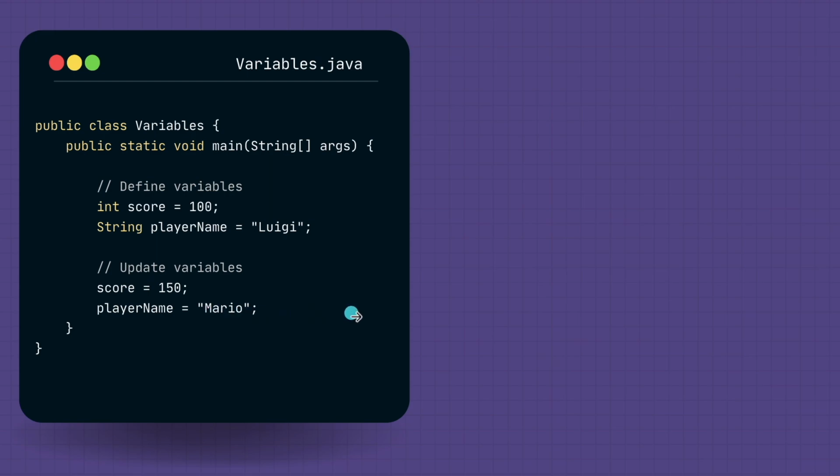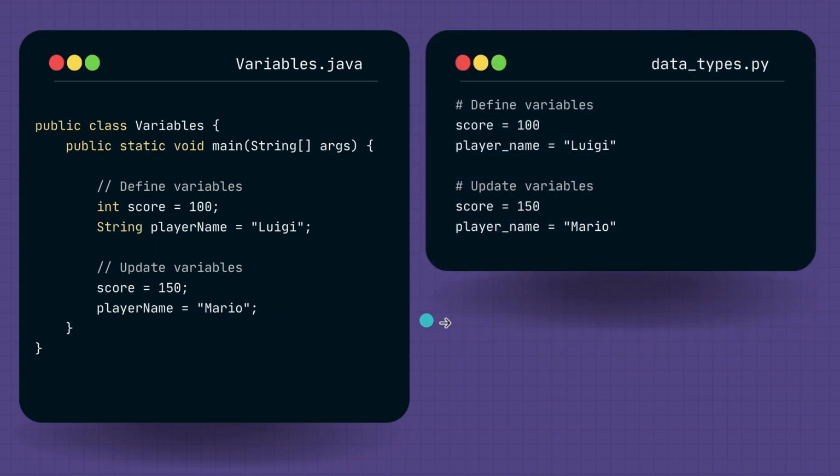Now let's look at a typical Python program. This is the same thing, just in Python. So here we can see we create a variable called score 100 and a player name Luigi. And the same thing we can do here, we can just change whatever is inside this variable.